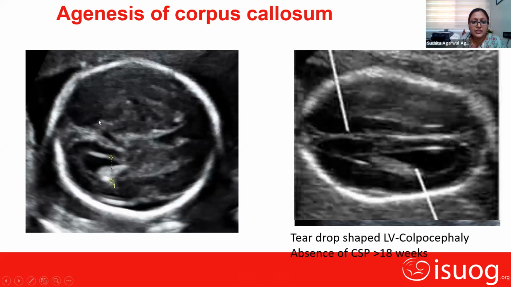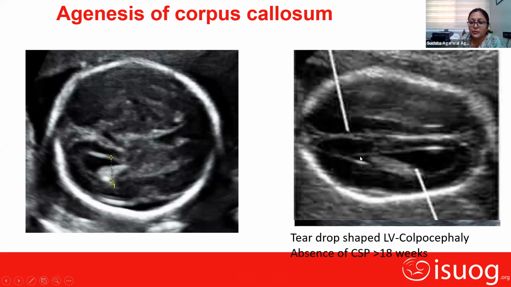So what happens in agenesis of corpus callosum? This is a normal plane. We see a good CSP over here. But what happens in this plane? I don't see any CSP over here. There's a single line. There's no CSP. In addition, the ventricle also appears abnormal.